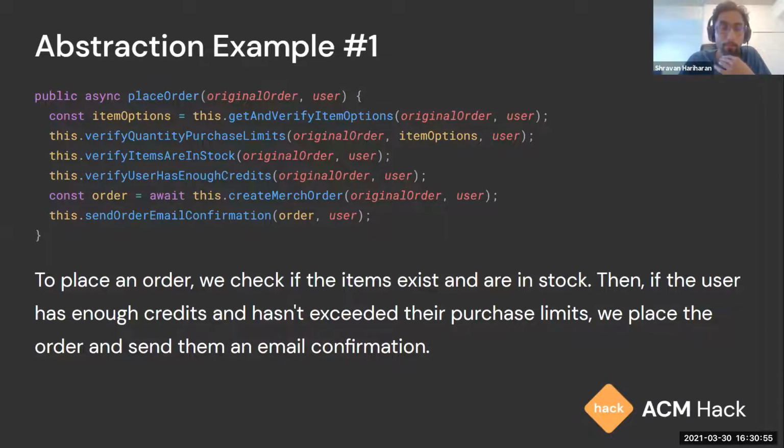So this is our example with the same function that we write. And let's define what this function does in a 2-paragraph, right? So to place an order, we check that the items exist and are in stock. And if the user has enough credits and hasn't exceeded their purchase limits, then we place the order and send a confirmation. It is multiple sentences, but it's not quite a concise paragraph, right?